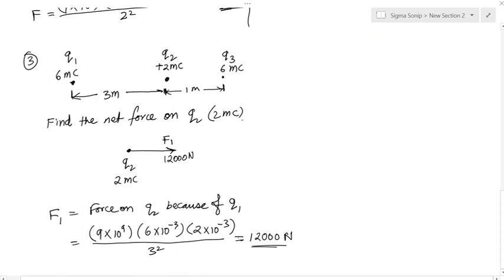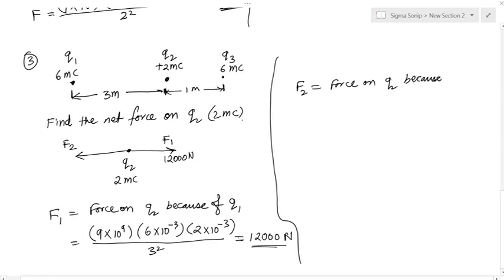Now let's consider the charges Q2 and Q3. Charges Q2 and Q3 again, both of them are positive charges, which means that there will be a force of repulsion, which means that Q2 will be pushed away by Q3, which means that this force will be F2 here and it will be towards the left, and we can calculate that. So let me write what F2 is, the force on Q2 because of Q3.